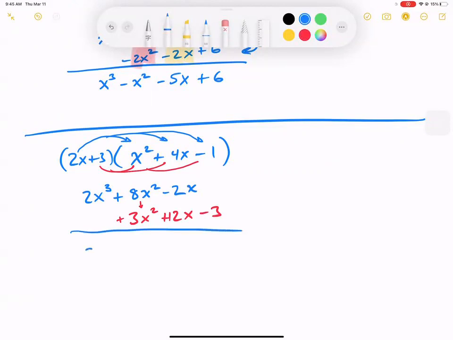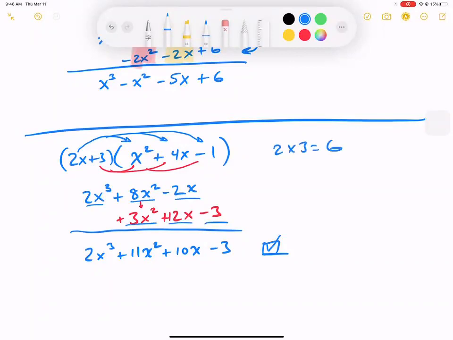So we have 2x cubed. 8 and 3 become 11. 12 and negative 2 become 10. And minus 3. That's it. We ended up with 6 terms. Right? 2 times 3 is 6. But we were able to reduce those to only 4 terms, because we had like terms. All right, so that's your homework for today. And that's actually the last topic we'll be covering for our test number 2.